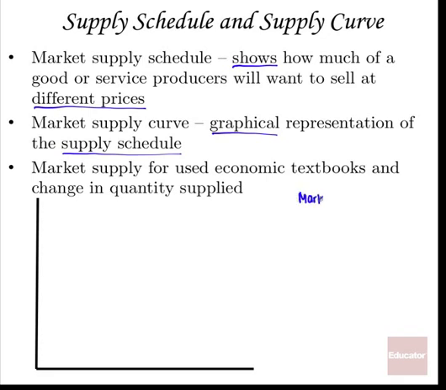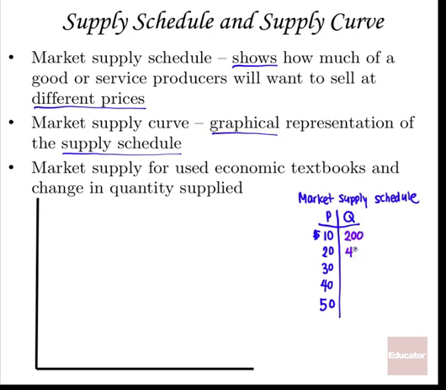So here's the market supply schedule. What we're going to do is look at the relationship between the price and the quantity here. And we'll use similar prices here at $10, $20, $30, $40, and $50. And you want to follow the law of supply when you're constructing numbers here. So as price goes up, quantity supplied also goes up.